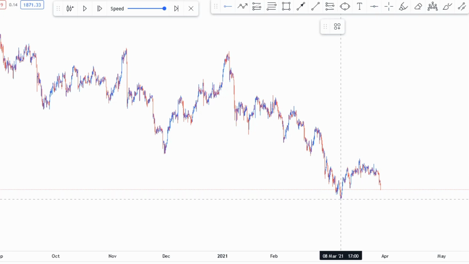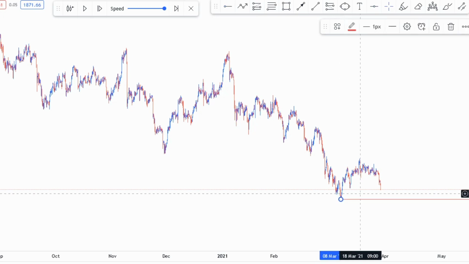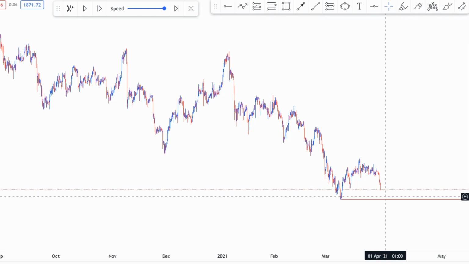So as you can see, this is on that area here. That's the lowest point where price has tested. So I'll be expecting price to get to this area here to make some sort of reaction, either to bounce off it or to break that level.